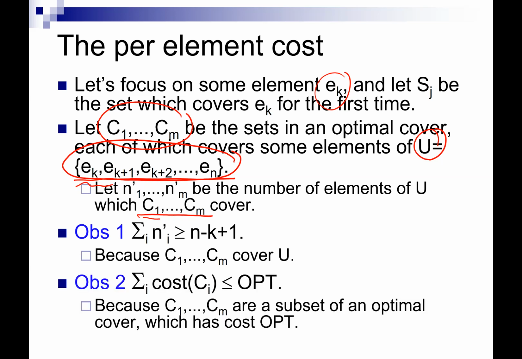Okay, so the second observation is that if you add up the costs of all of these sets, this is at most the optimum. And this is because these C1 up to Cm are the sets from an optimal cover which cover U. There could be additional sets in that optimal cover. So these C1 up to Cm are just a subset of the optimal cover, and the optimal cover itself has cost opt. So then C1 up to Cm is going to have cost at most opt.